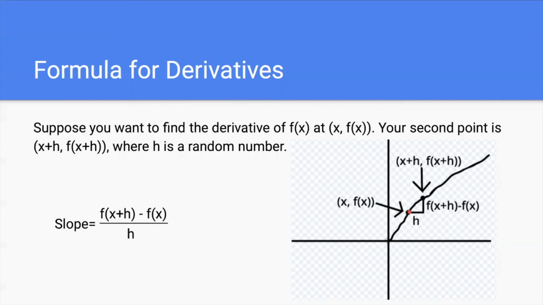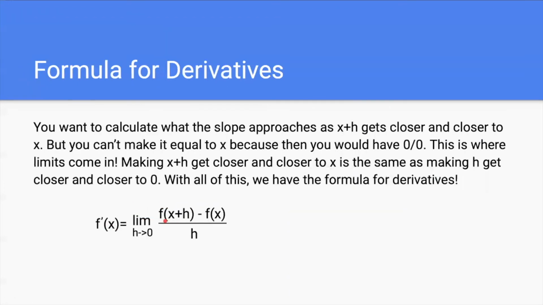And your second point is (x+h, f(x+h)), where h is a random number. All right. And then since slope is just rise over run, you can see in this diagram that the slope is equal to (f(x+h) - f(x)) / h. All right, and you want x+h to get closer and closer to x, because remember, you want the second point to get closer to the first point.